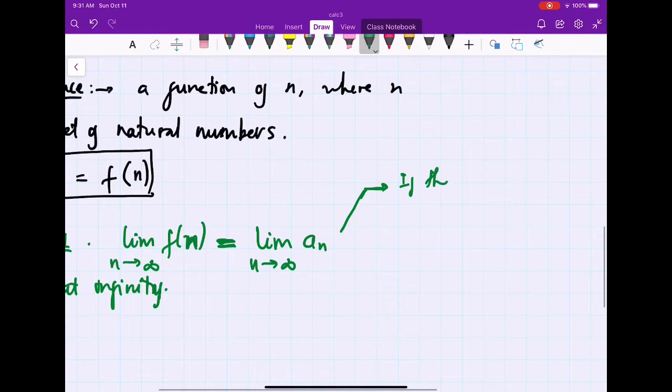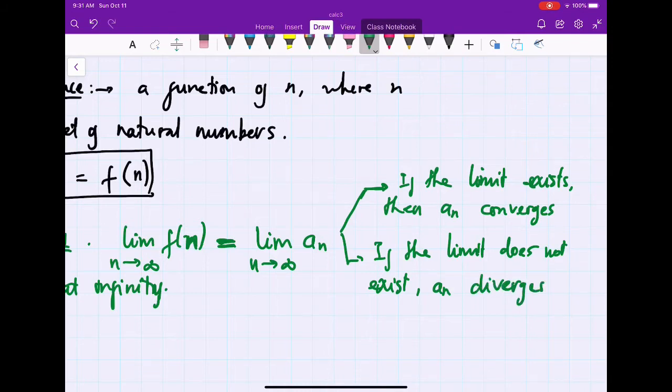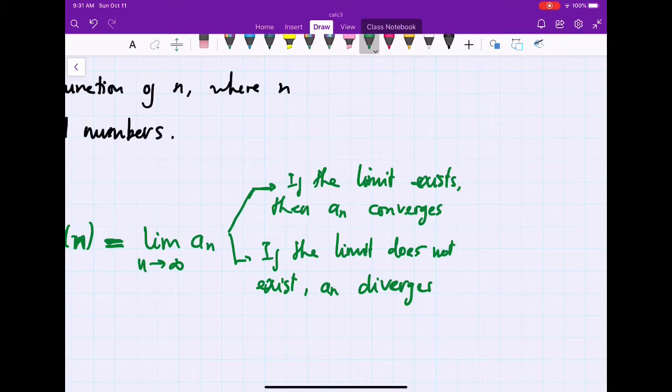All right, so we have convergence and divergence here. If the limit exists, then an converges. Okay, if the limit does not exist, we can say an diverges. I have to correct one thing. So we're saying here, if the limit exists, the limit may be finite or infinite. Okay, so infinite is okay. Yeah, we still have a limit.